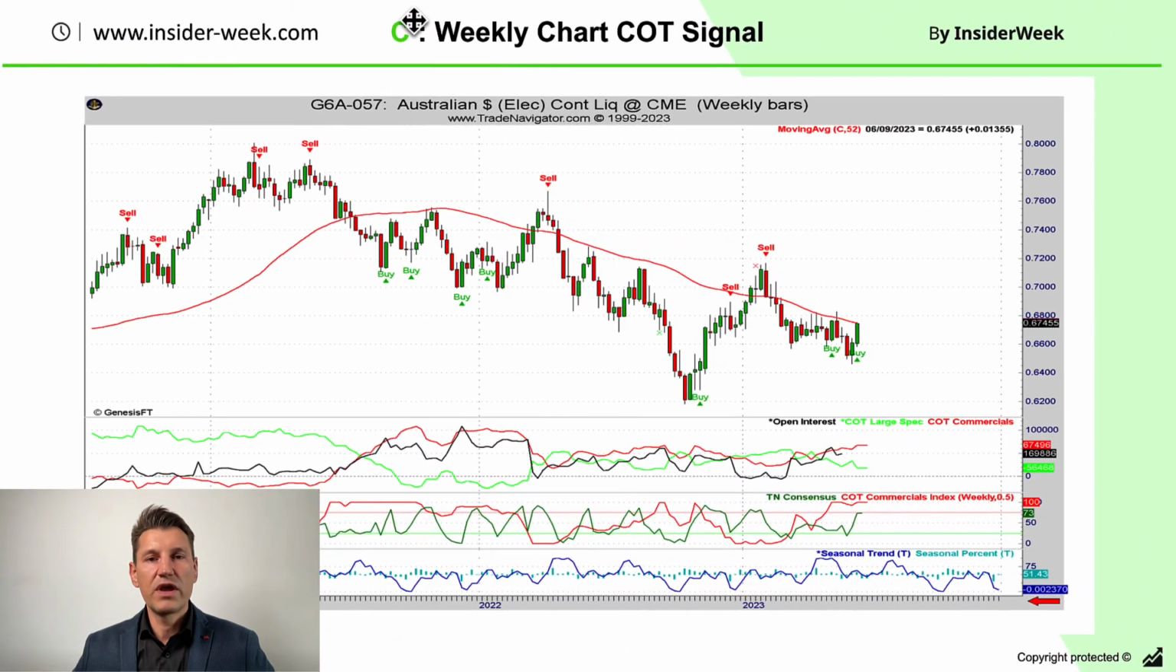I start with the weekly chart. On the weekly chart, you can see here buy and sell signals. All these signals were based on COT data analysis from the COT report, Commitment of Traders report. Second, I have to know in which direction we have the COT signal. As you can see, we got a buy signal against the weekly trend. Signals in weekly trend direction are much easier to trade than against the weekly trend. And here we have a signal against the weekly trend.